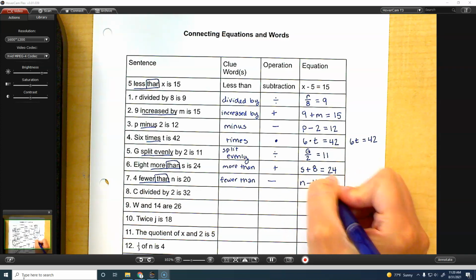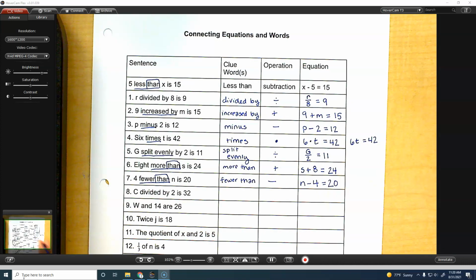Perfect. N minus 4 equals 20. So you don't do 4 minus n, you got to do n minus 4. That then tells you you're switching that order there.